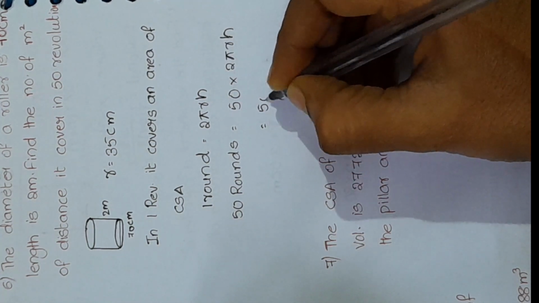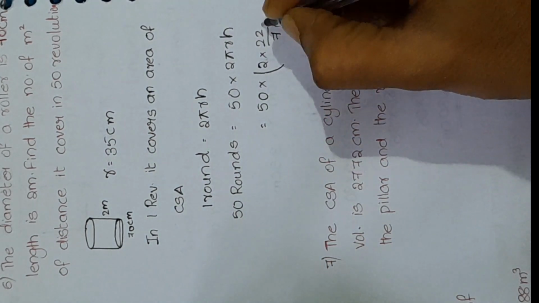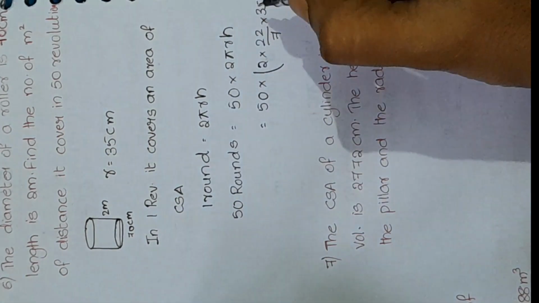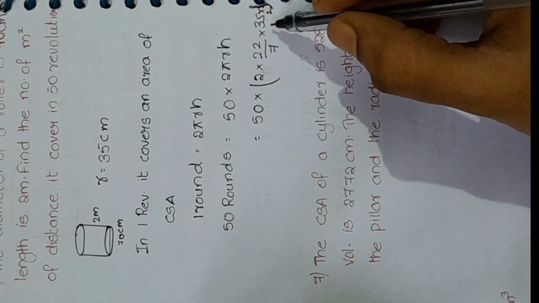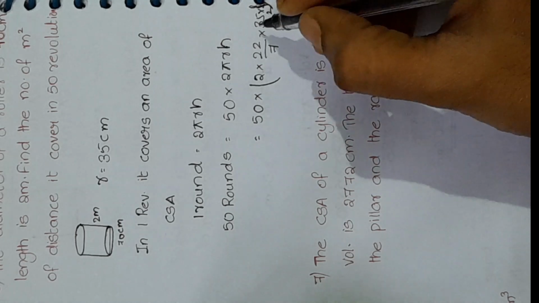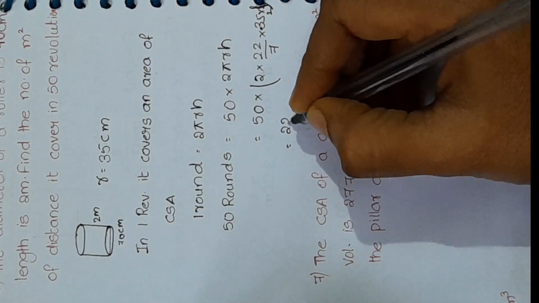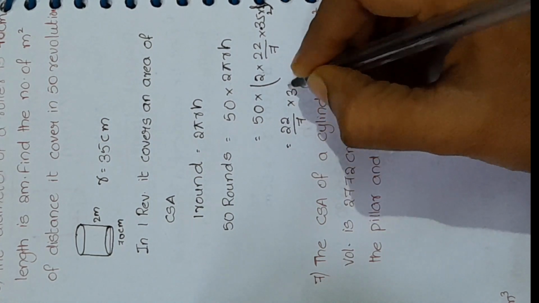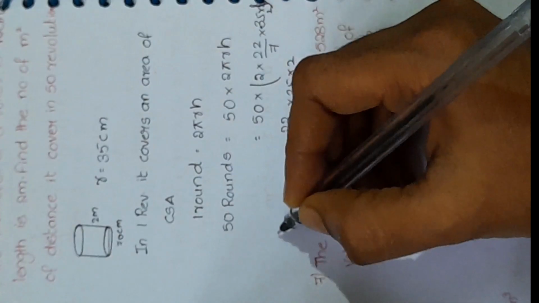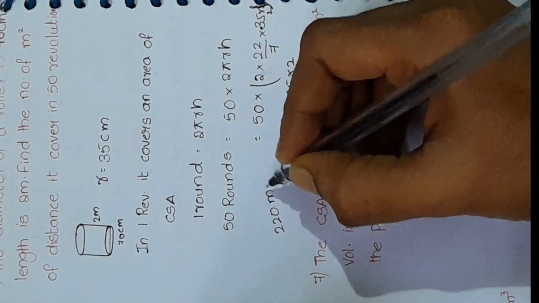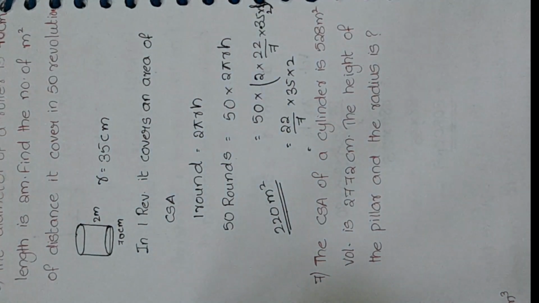Substituting the values, 50 into 2 into 22 by 7, r is 35 and h is given as 2 meters. As the radius is in centimeters, convert this into meters, that is divide this by 100. So we get this as 0.35 meters. On cancellation, 22 by 7 into 35 into 2, which is equal to, total there are 220 meters square of area covered for 50 rounds.